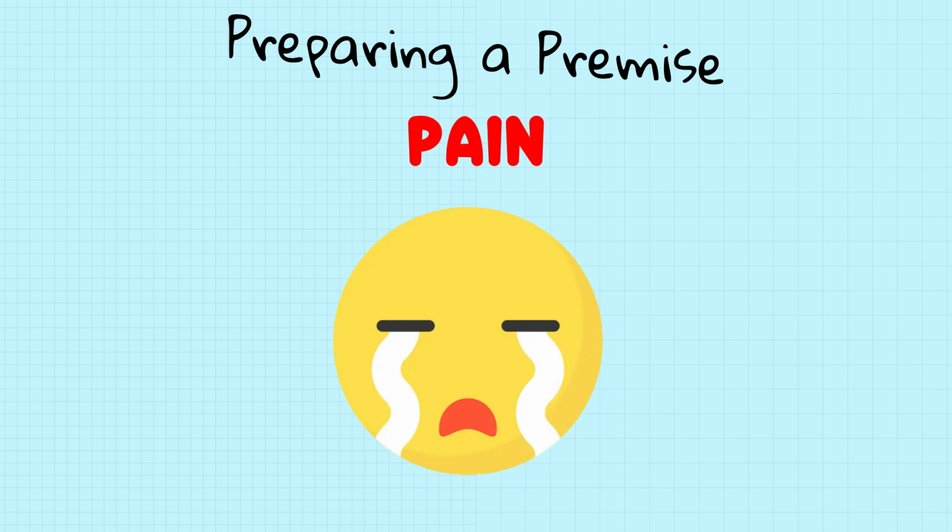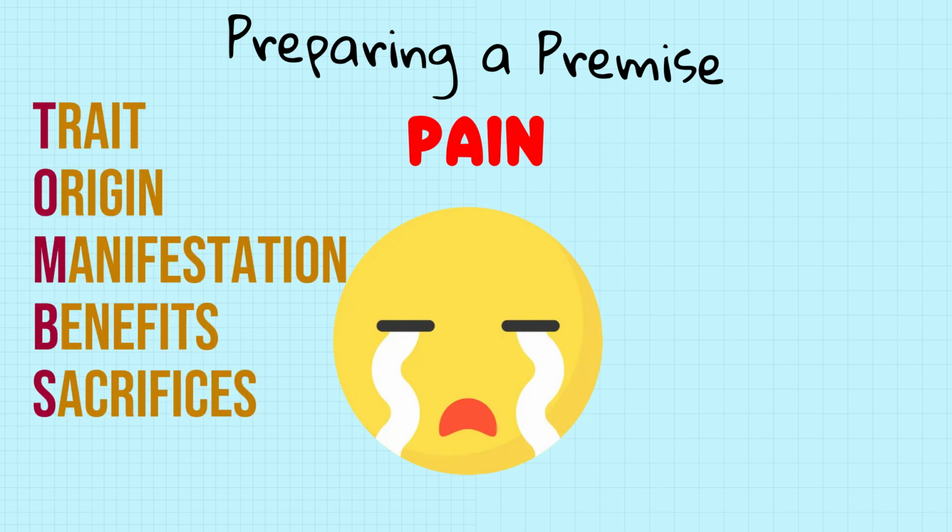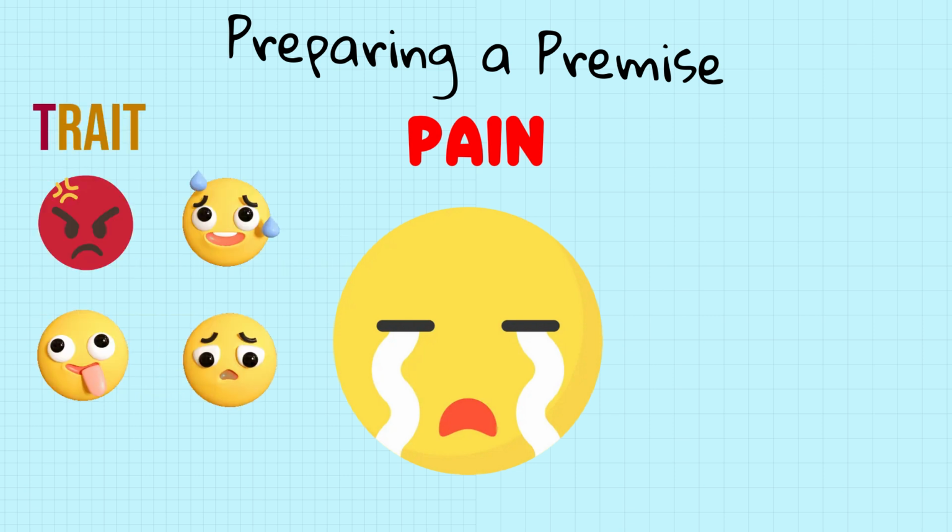But when they go from being greedy to generous, or not knowing who the killer is to finding out who the killer is, or needing to move out of an abusive household to having moved out of an abusive household, your readers get some level of character arc. TOMBS is an acronym for trait, origin, manifestation, benefits, and sacrifices. The trait is just what it sounds like. It's whatever traits you want your person to have.